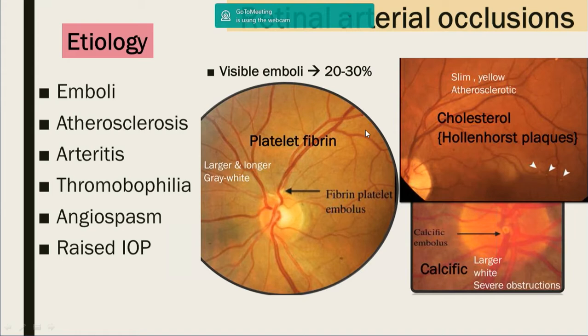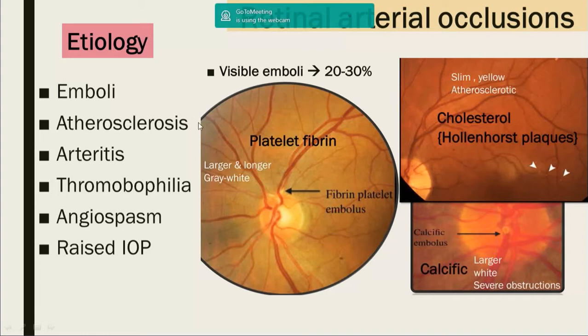So we'll move on to the arterial occlusions. Arterial occlusions have multiple etiological factors, the most common one being emboli. Emboli can come from prosthetic valves that are present in the heart. They can come most commonly from the atheromatous plaques that are present in the carotids.